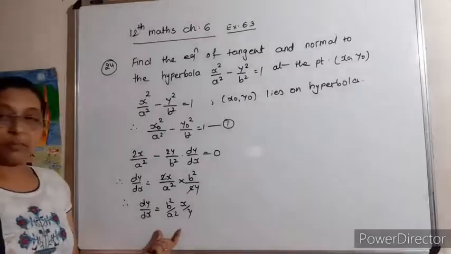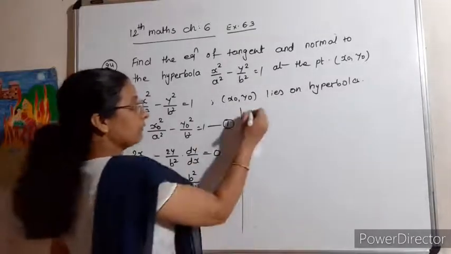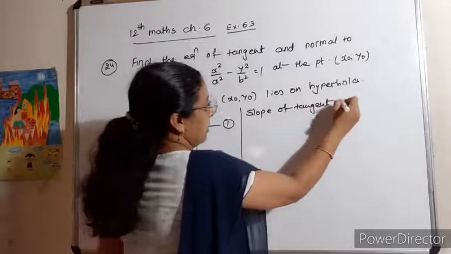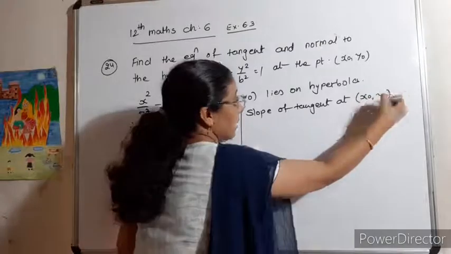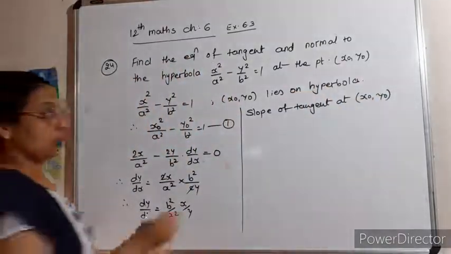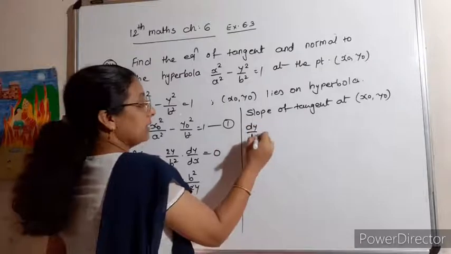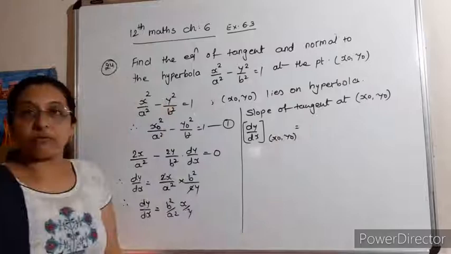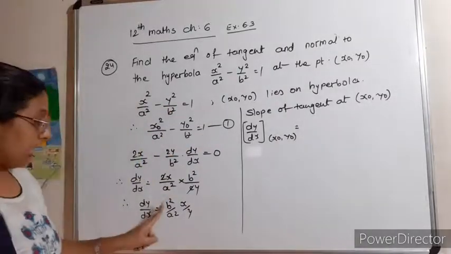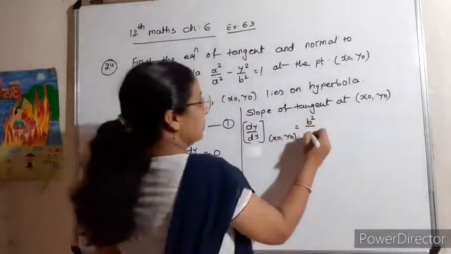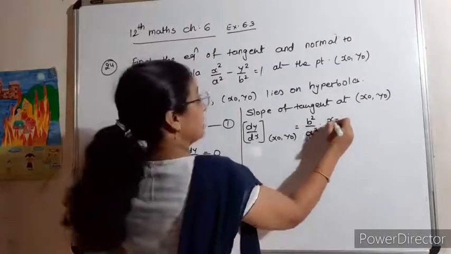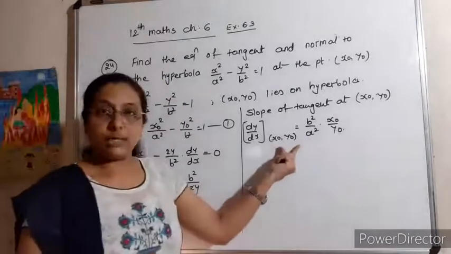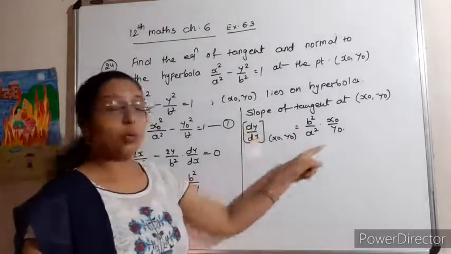Now, this is dy by dx. Then the slope of the tangent at x0, y0 you want to find. So dy by dx at x0, y0 is the slope of the tangent at the given point. So that is b square by a square, x0 upon y0. It is x0, y0 in place of x and y. So you can say that this is the slope of the tangent.